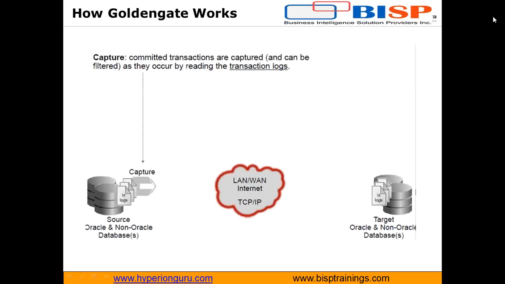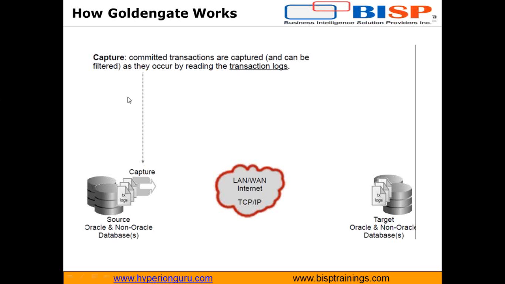So architectural overview. You have a source database and a target database. Your source database could be Oracle or non-Oracle, and your target could be Oracle or non-Oracle. Now, as we discussed earlier, Oracle Goldengate is a change data capture tool. It reads the transactions from your redo logs or archive logs in case of the Oracle database, and in case of non-Oracle it reads data from your transaction logs.